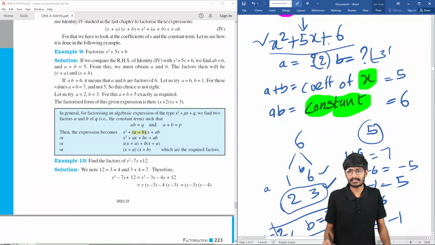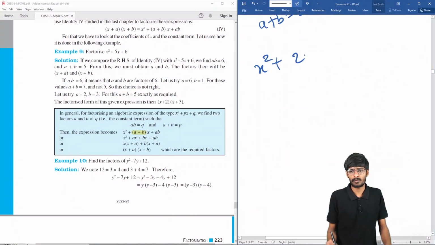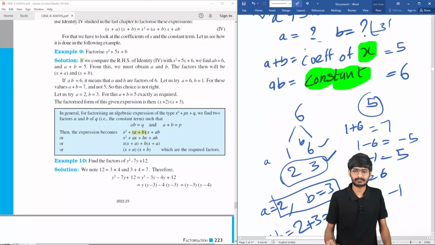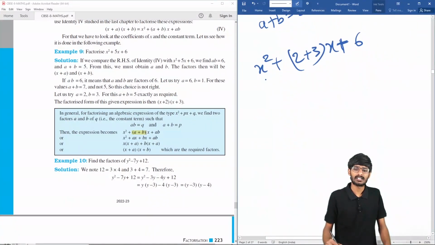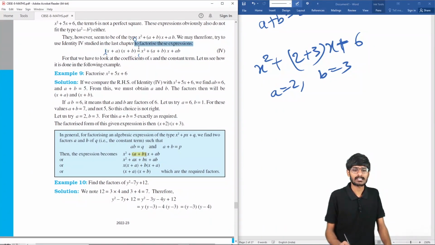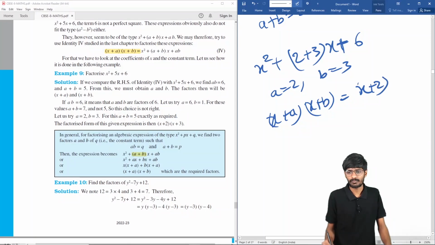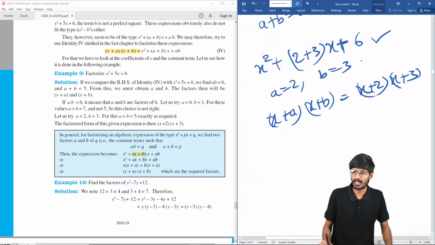So we have to rewrite this in the form of this expression, that is x square plus 2 plus 3 into x plus 2 into 3, that is 6. You can write it like that. Here the A value is 2 and the B value is 3, and if you want the direct answer, just apply the formula, that is x plus A into x plus B, which means the answer is x plus 2 into x plus 3. You can directly apply this.